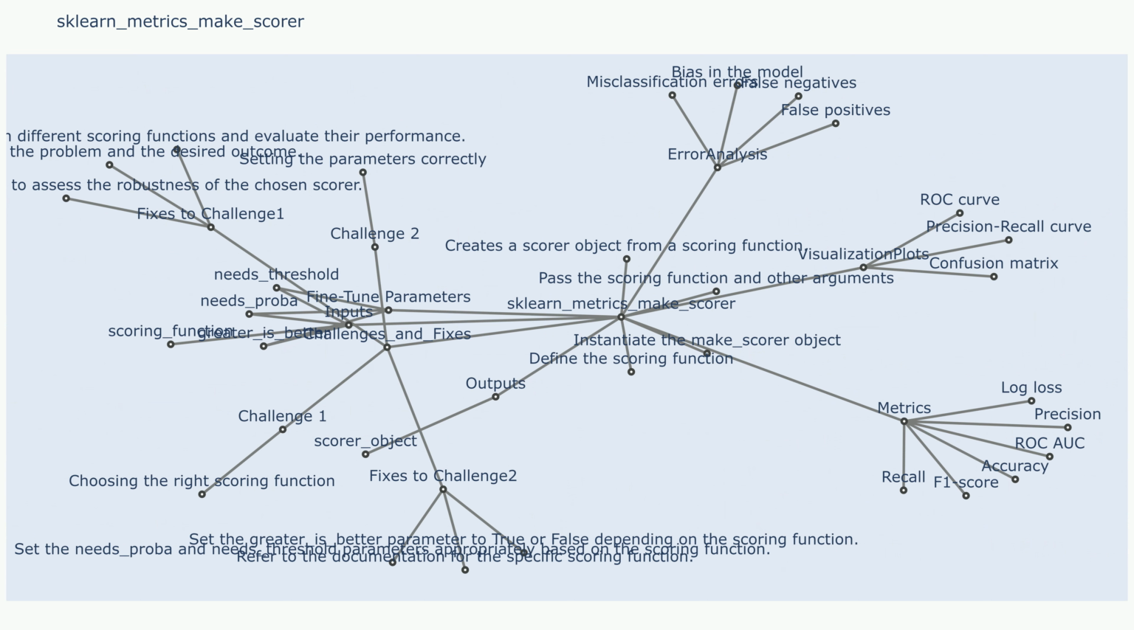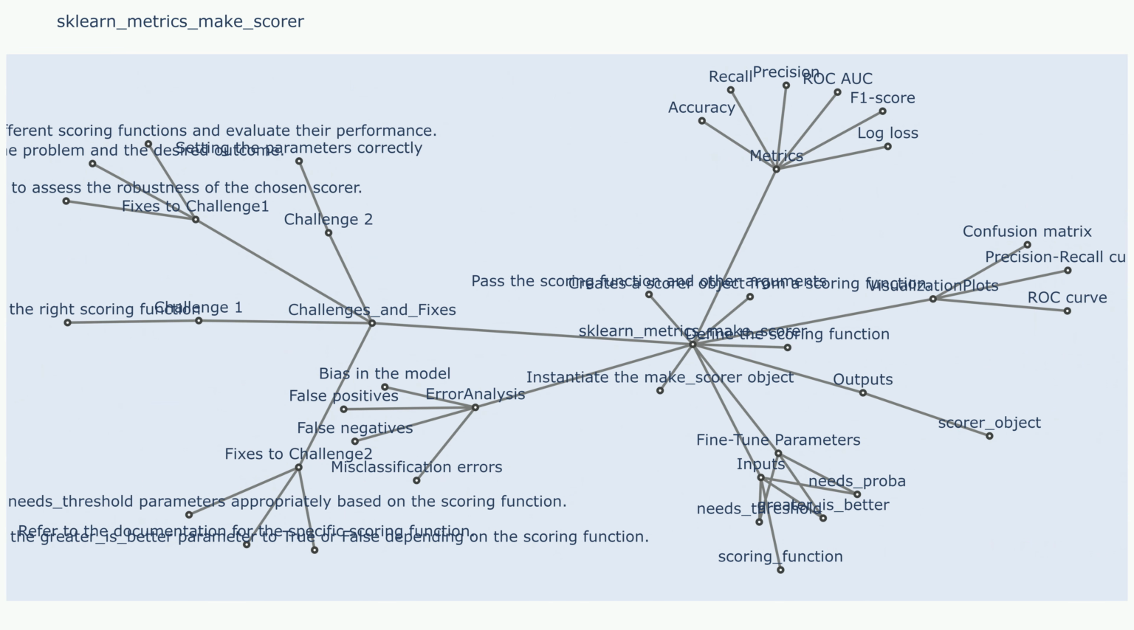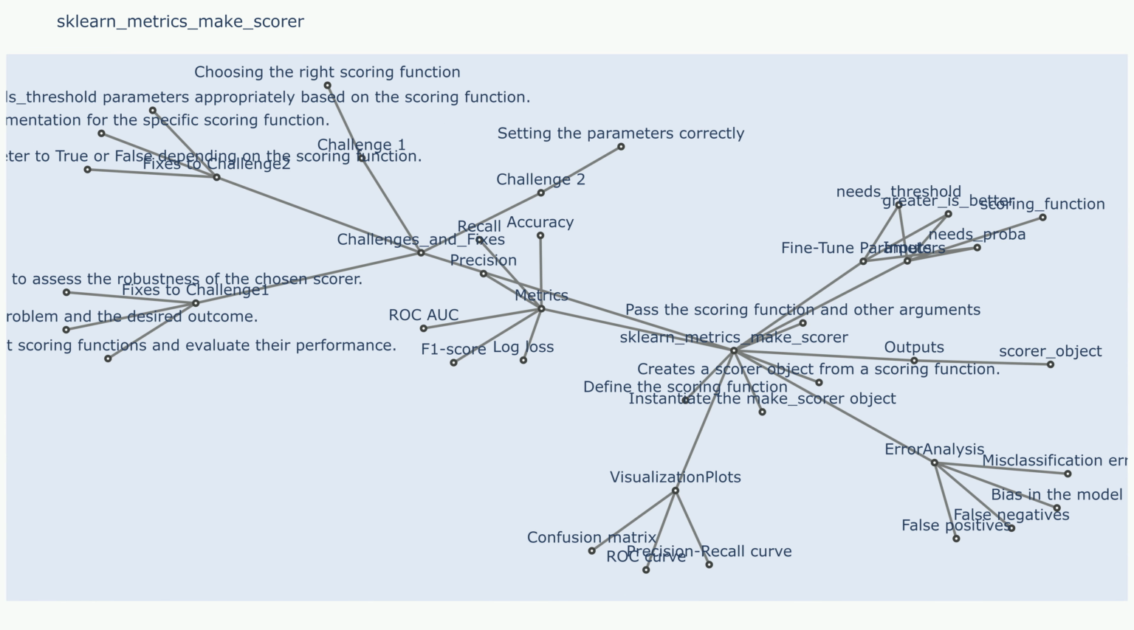Fine-tune parameters: greater_is_better. This parameter controls whether a higher score is considered better or worse. needs_proba: this parameter determines if the scoring function requires probabilities as input. needs_threshold: this parameter determines if the scoring function requires a threshold for classification.